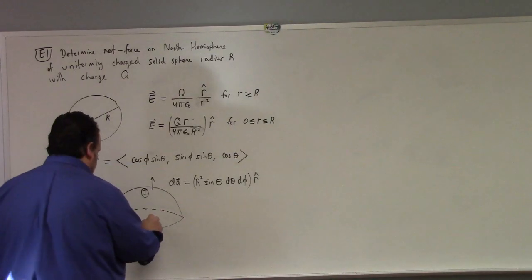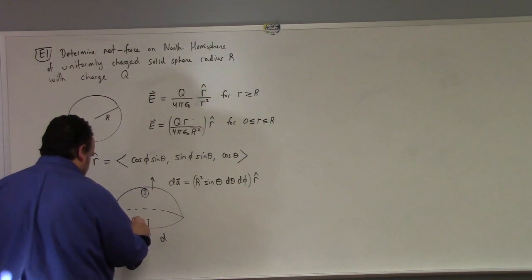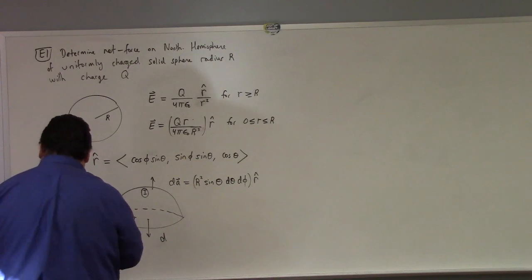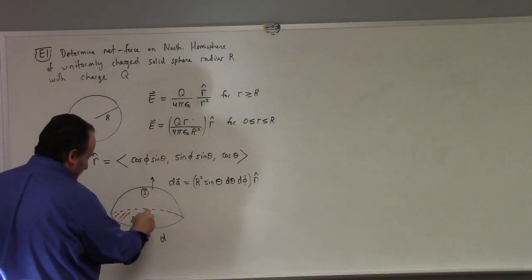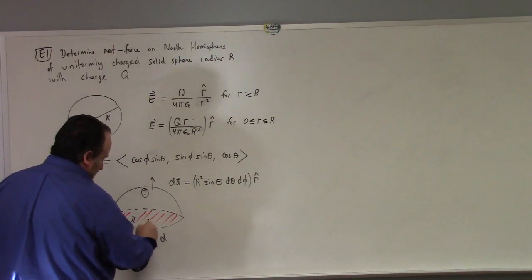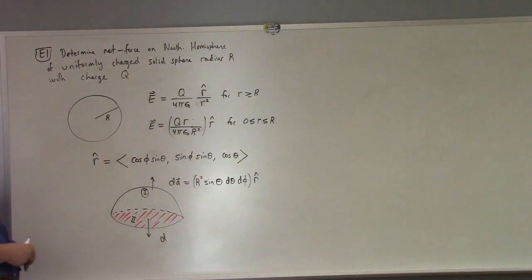But on the other hand, down here in case 2, there are two pieces. There's the upside down bowl, that's the top of the hemisphere, and then there's the disk, because we're calculating the net force on the upper hemisphere, and so there's those two pieces, right?